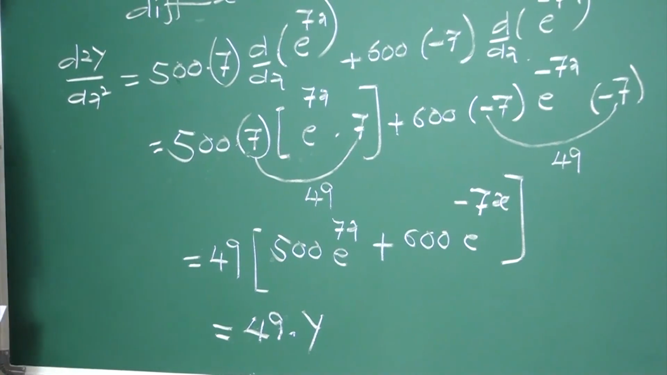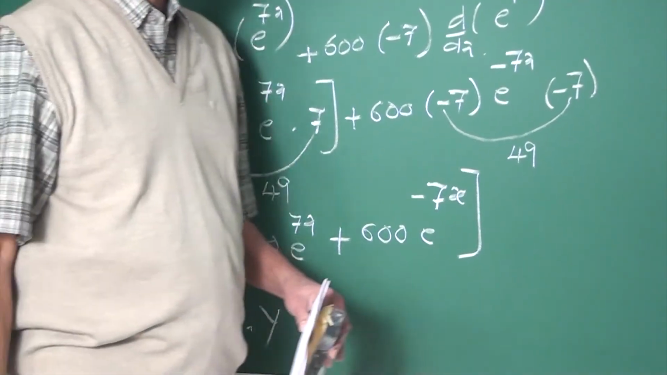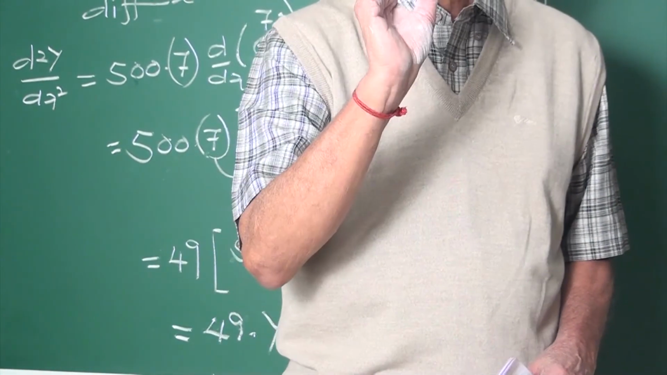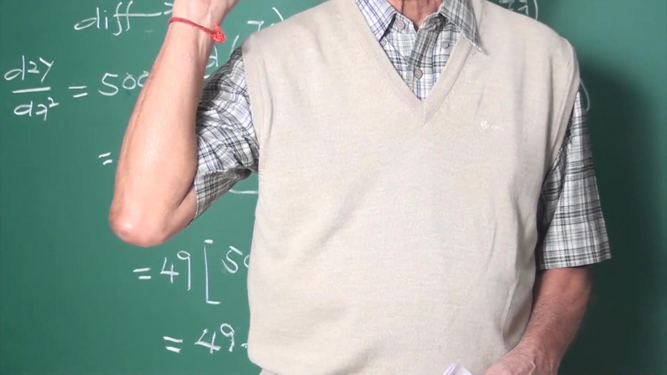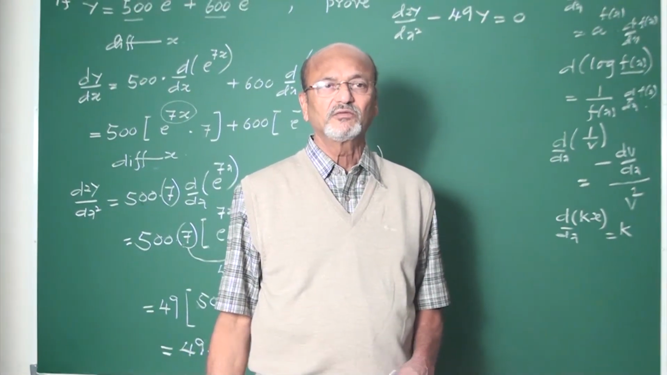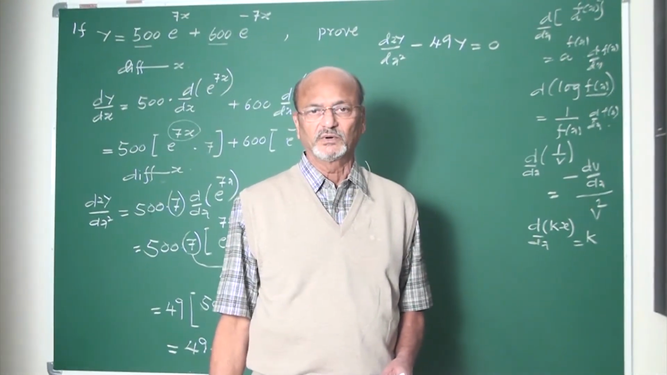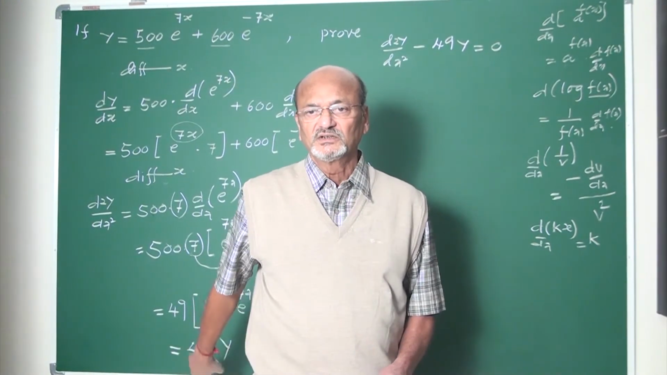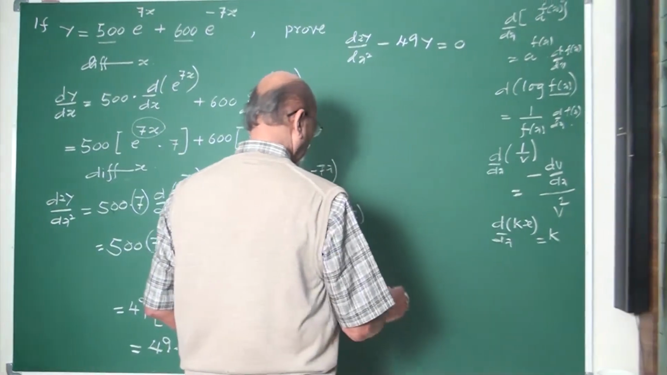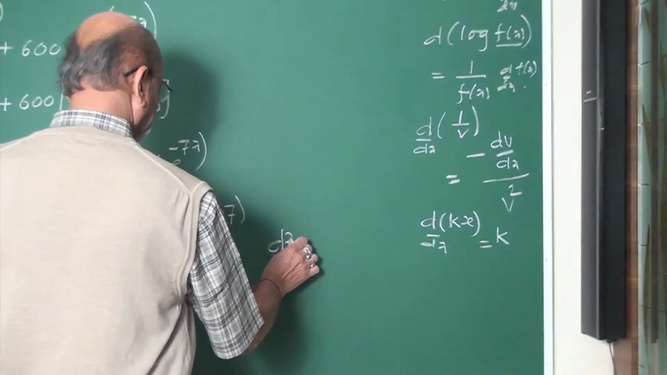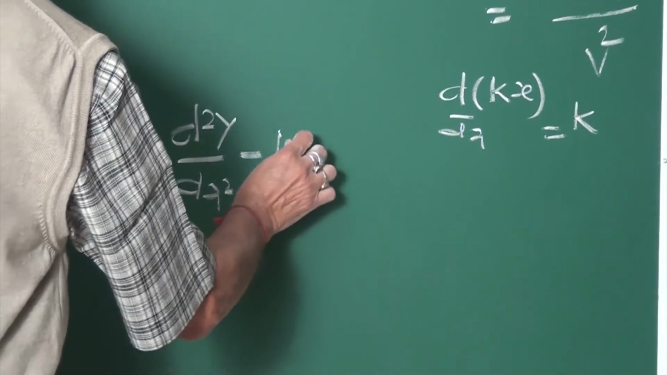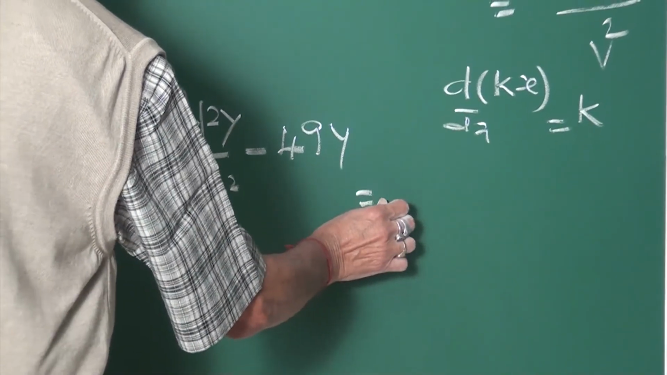Such examples, my friends, become model questions in CET and any competitive exams, objective type questions. If it is other than 7, the square of that number will be the answer. Take this side. Therefore, d2y by dx2 minus 49y equal to 0.